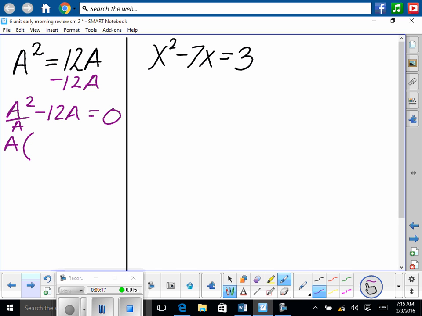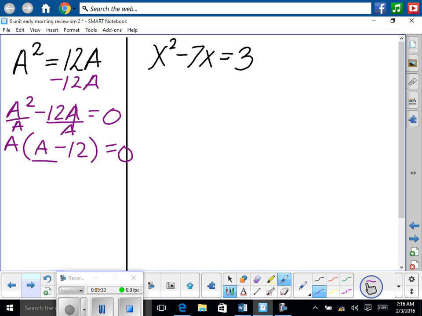Because when you factor it out, it doesn't disappear, right? So you write the a. Now you go back and divide each term by a. So left in this first term is a squared divided by a, which is a, right? Negative 12a divided by a is negative 12. And now we factored it.